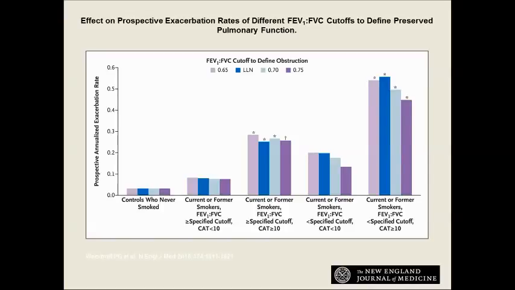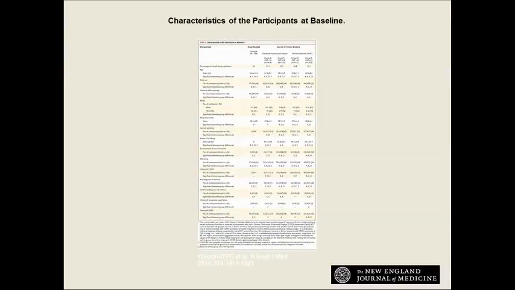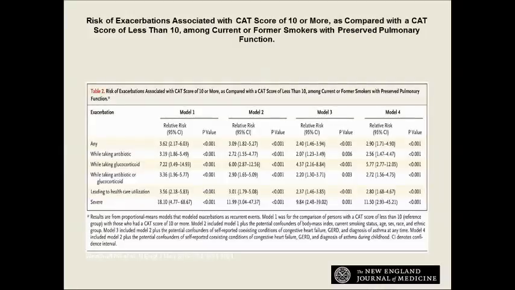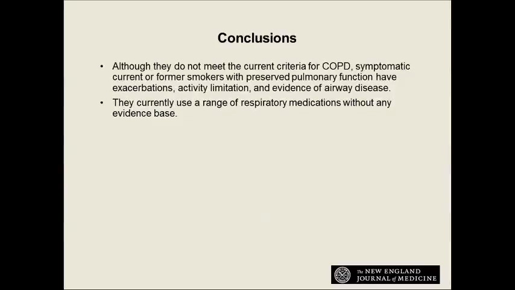Then the effect on exacerbation rates: they categorized them using different FEV1/FVC cutoffs, but it still remains significant. I'm sure you can't read this, so I'll skip that. And then the risk of exacerbations with the CAT score. The CAT score was used to quantify their symptoms, a score of 10 or more as compared with a CAT score of less than 10. This showed a significant relative risk of exacerbations in patients with a CAT score of more than 10 compared to less than 10. So in the SPIROMICS study, although they did not meet the current criteria for COPD, the symptomatic current or former smokers with preserved lung function have exacerbations, activity limitation, and evidence of airway disease. They also use a range of medication without any evidence base.